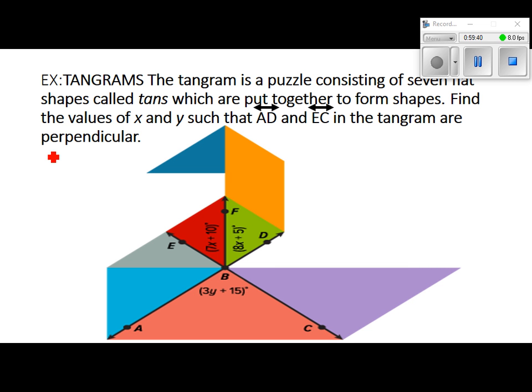Line AD and line EC are perpendicular to each other. So line AD is right here. Does everybody see line AD? And line EC is right here. So what do I know about this angle down here? 90 degrees. What do I know about this angle right here? 90 degrees. What do I know about this angle? 90. About this angle? 90. So is there any equation I could set up?